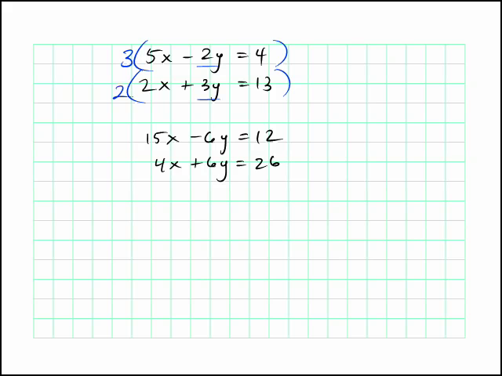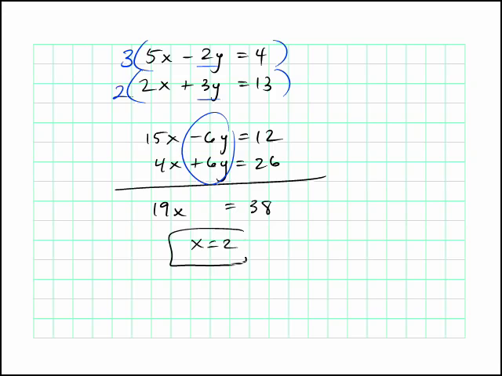Okay. Now if I add them the way they are, we've got 19x. The y's will disappear. And over here we've got 38. And 38 divided by 19 is exactly 2. I've solved for x. It is 2.